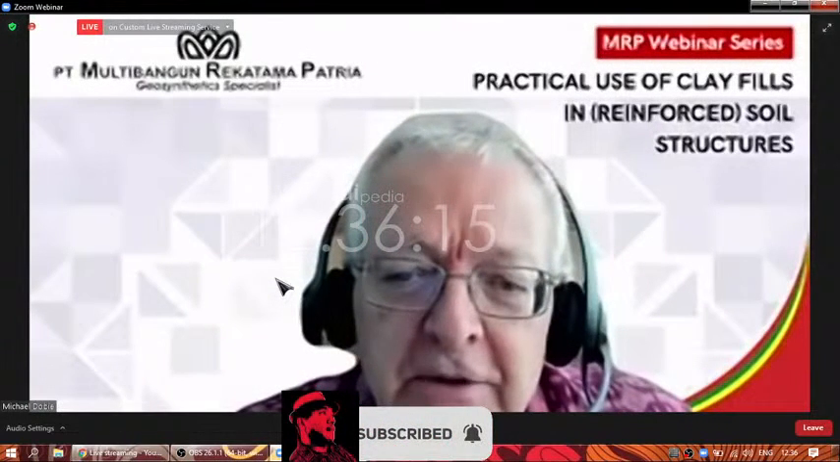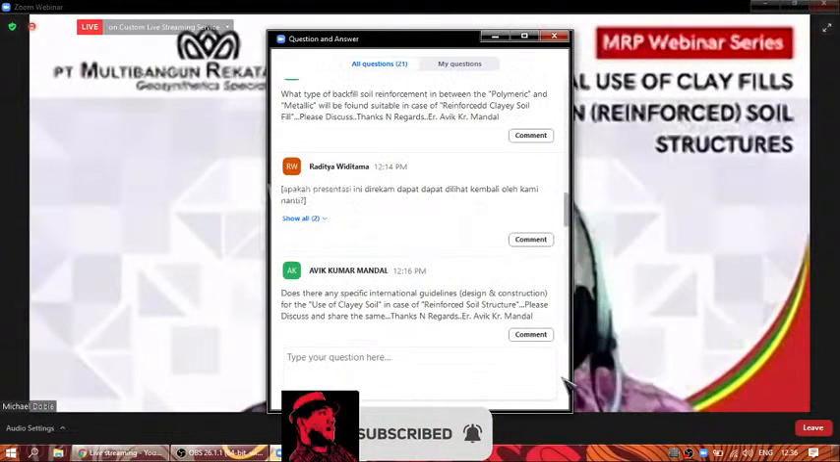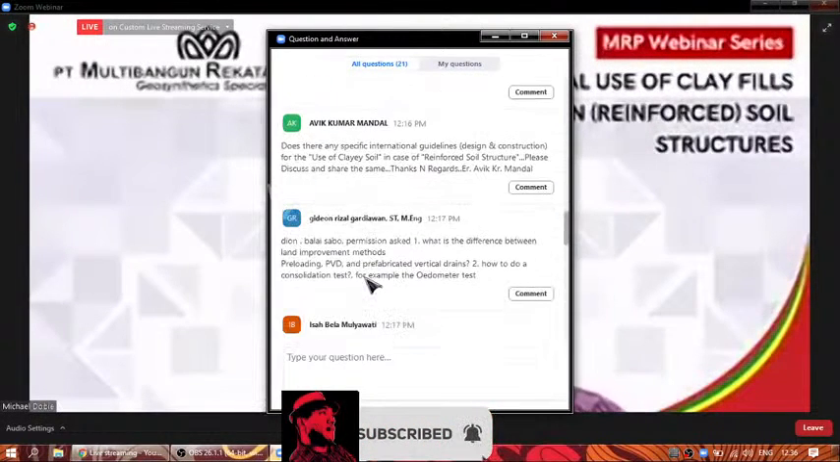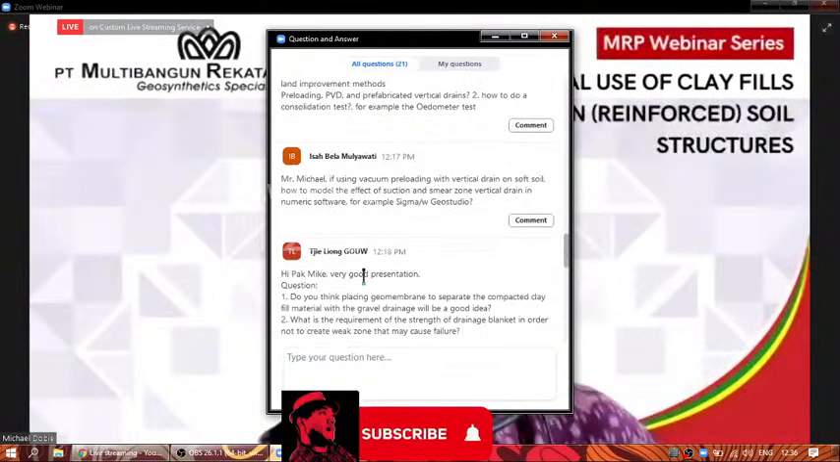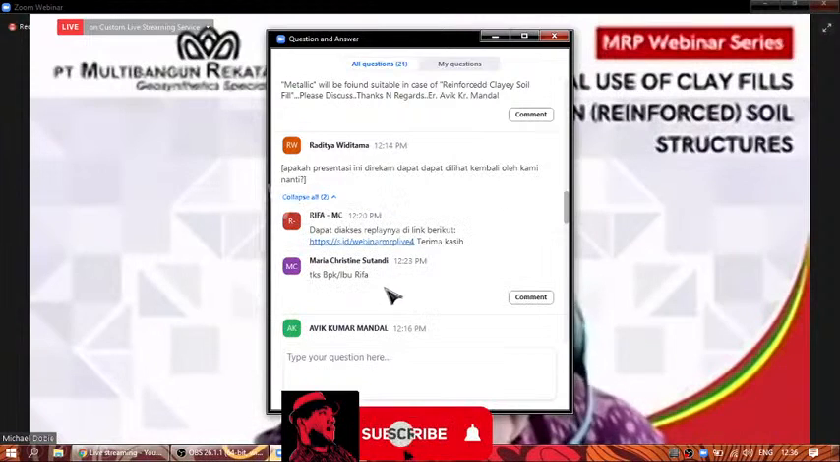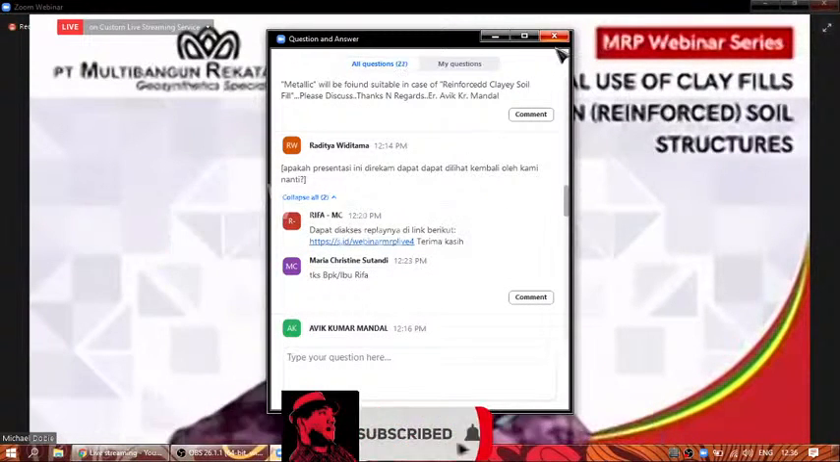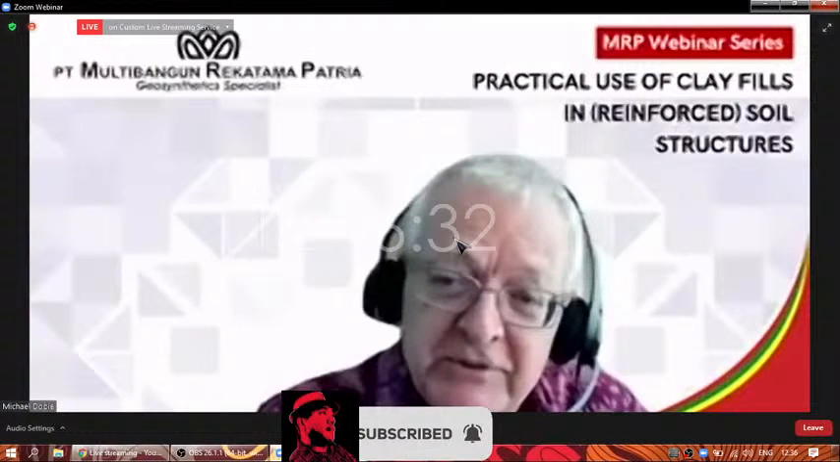What is the requirement of strength of drainage blanket in order not to create weak zone? Yeah, that's a good point. Drainage blankets are important things to get right. You need to have a material that's extremely permeable, so you don't want something that's well graded. You want something that's fairly openly graded, in other words, it doesn't have too much fines in it.